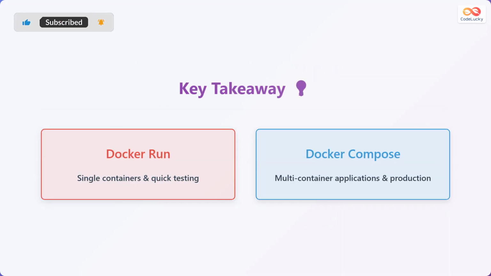In summary, use Docker Run for single containers and quick testing. Use Docker Compose for multi-container applications and production deployments.